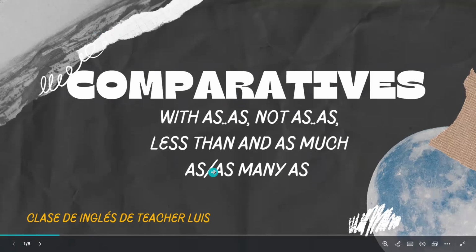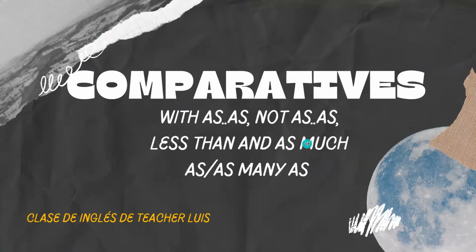Good morning, everyone. Today we are going to learn how to compare things in English. By the end of this lesson, you will be able to say two things are equal, different, or that one has more or less than the other. Okay, we have this interesting topic: comparatives with as, not as, less than, as much as, as many. This topic is very useful for you next week.